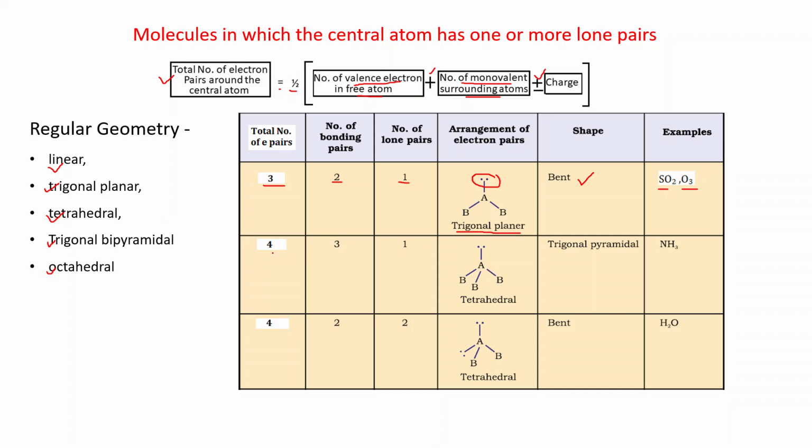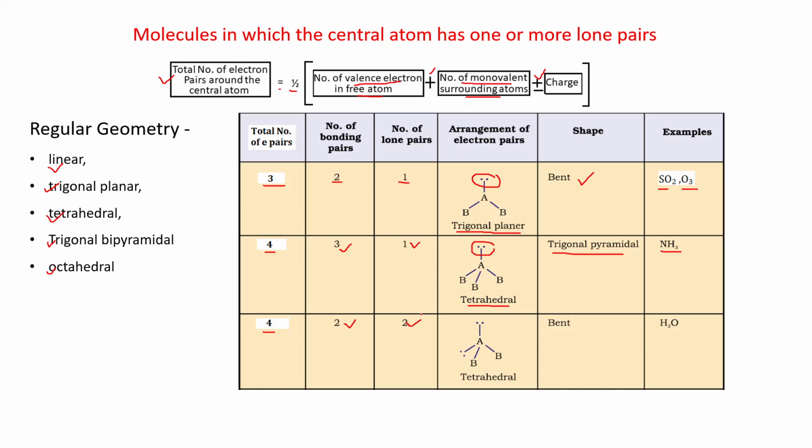If the total number of electron pairs is 4, 3 are bond pairs and 1 is a lone pair. These 4 electron pairs are arranged in a tetrahedral manner, but due to the presence of this lone pair of electrons, its geometry is known as trigonal pyramidal. Example is NH3.